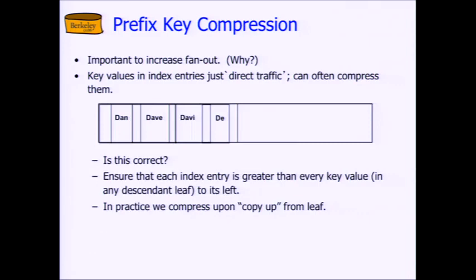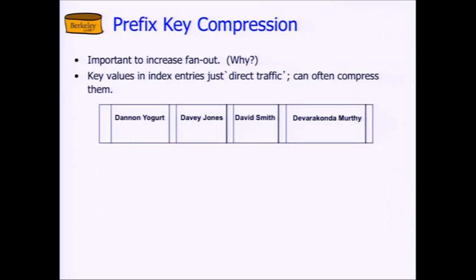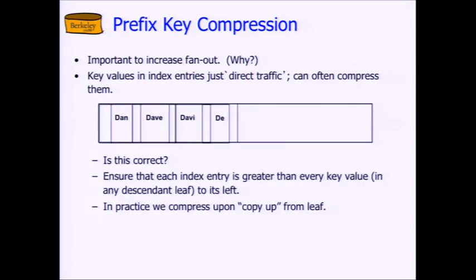Let me ask you a different question. Is it the same? Is this thing the same as that? Would it direct traffic exactly the same way? Well, let's take an example. Let's take David Jones. Where do I go to find David Jones in this tree? The 1, 2, 3rd pointer, between Davy Jones and David Smith, right? All right. Well, on this tree, where do I go to find David Jones? The 1, 2, 3, 4th pointer. So it's not the same.